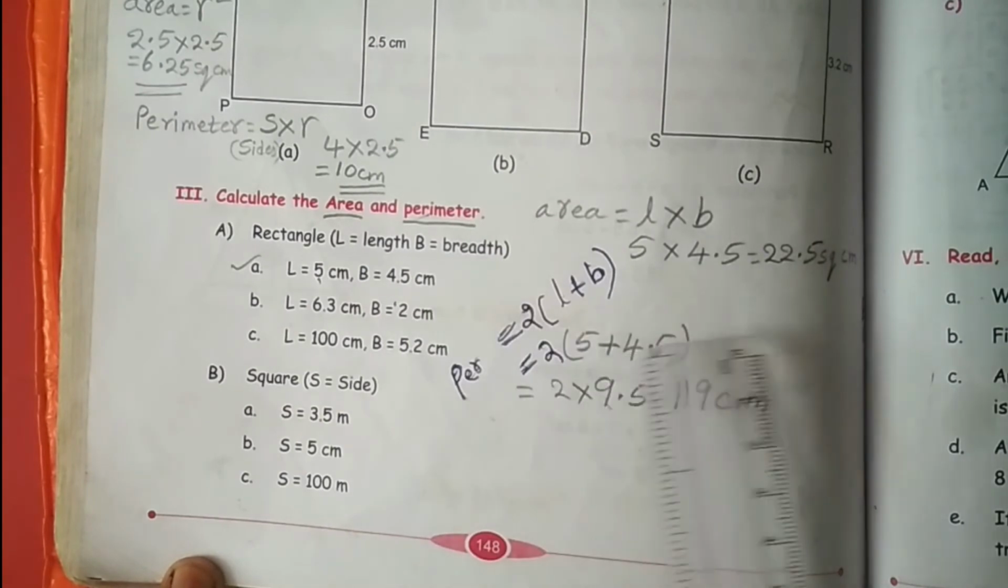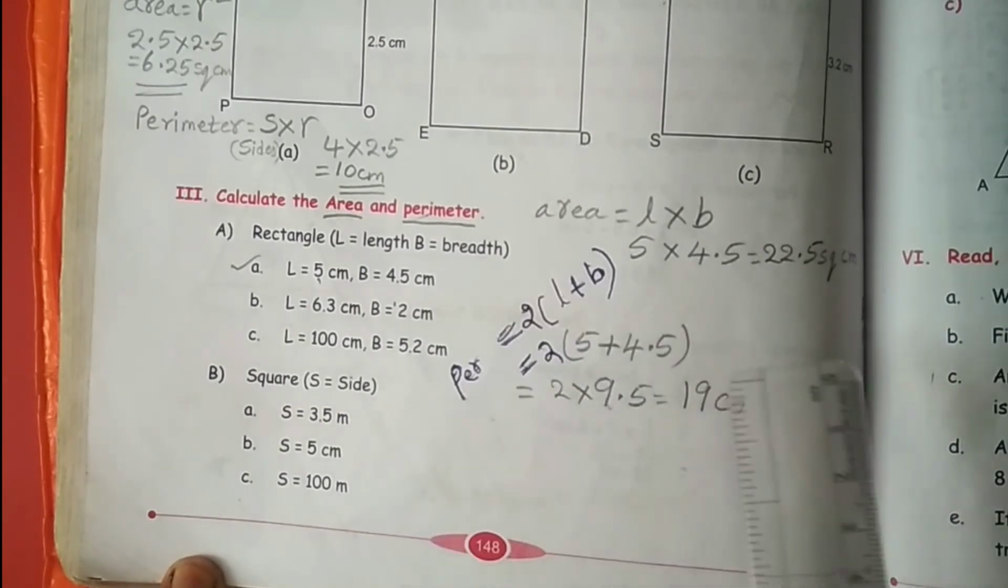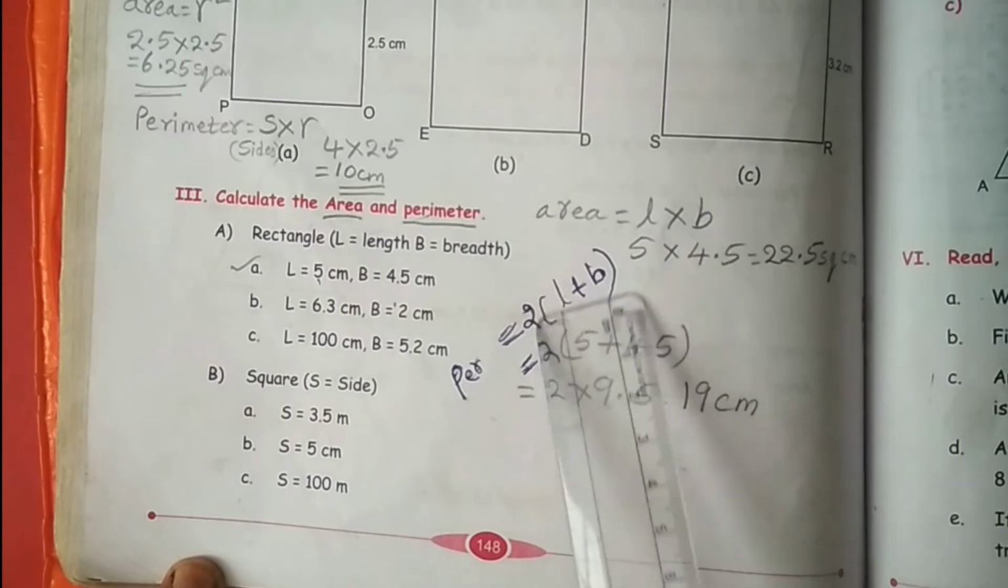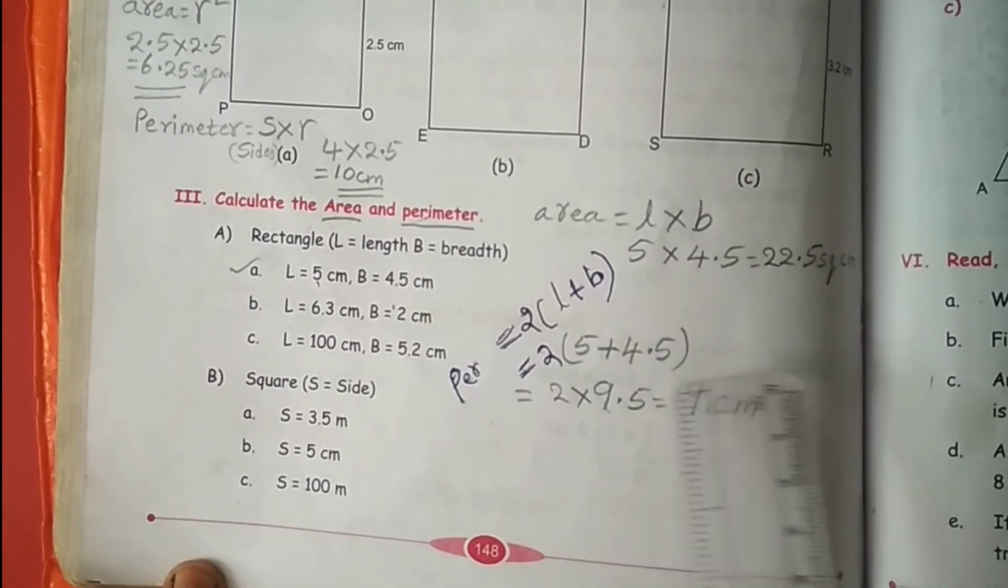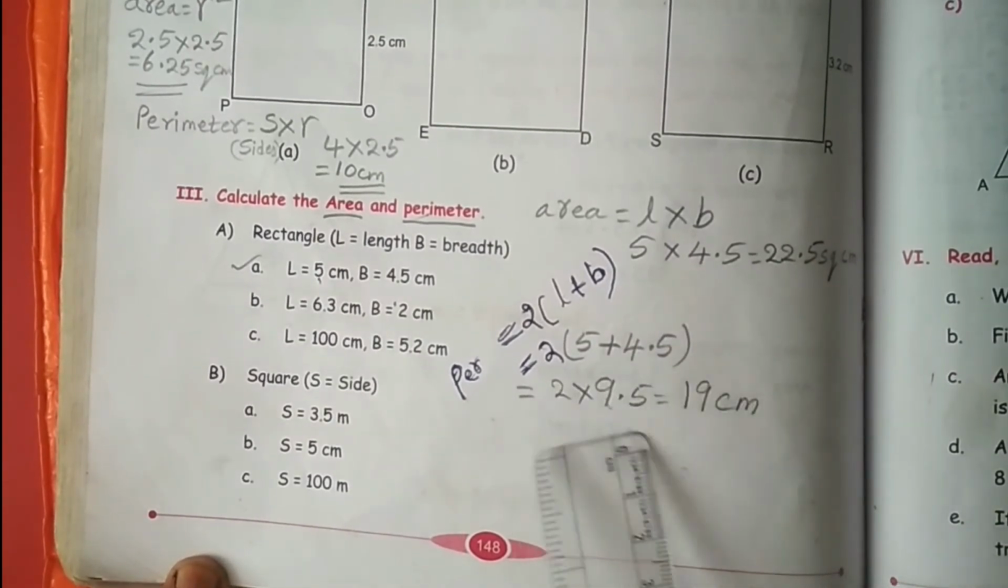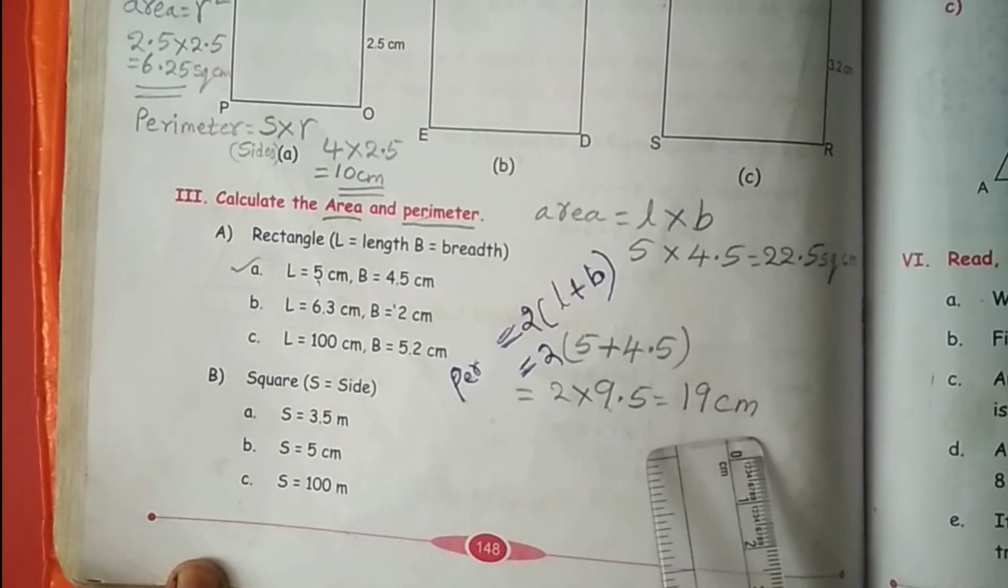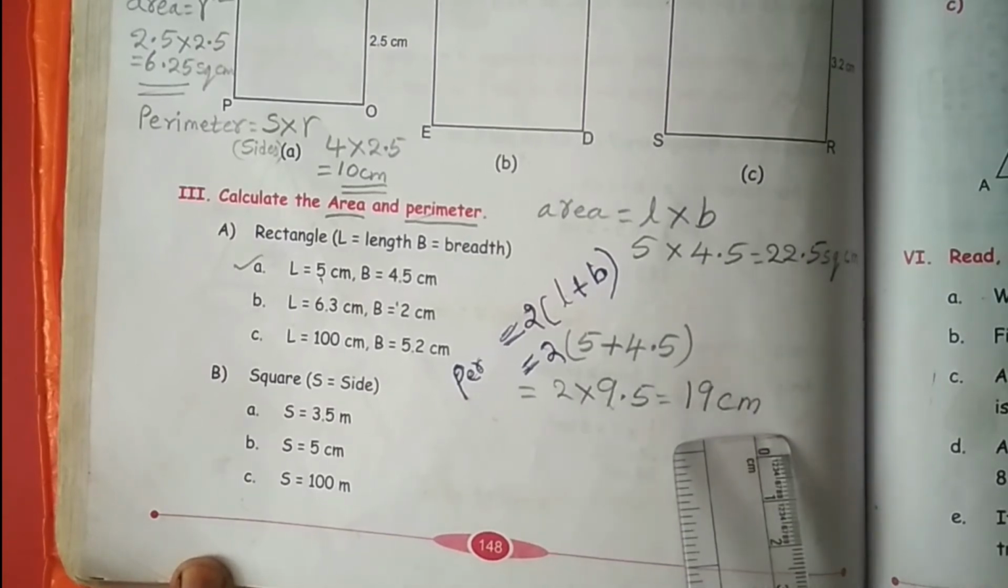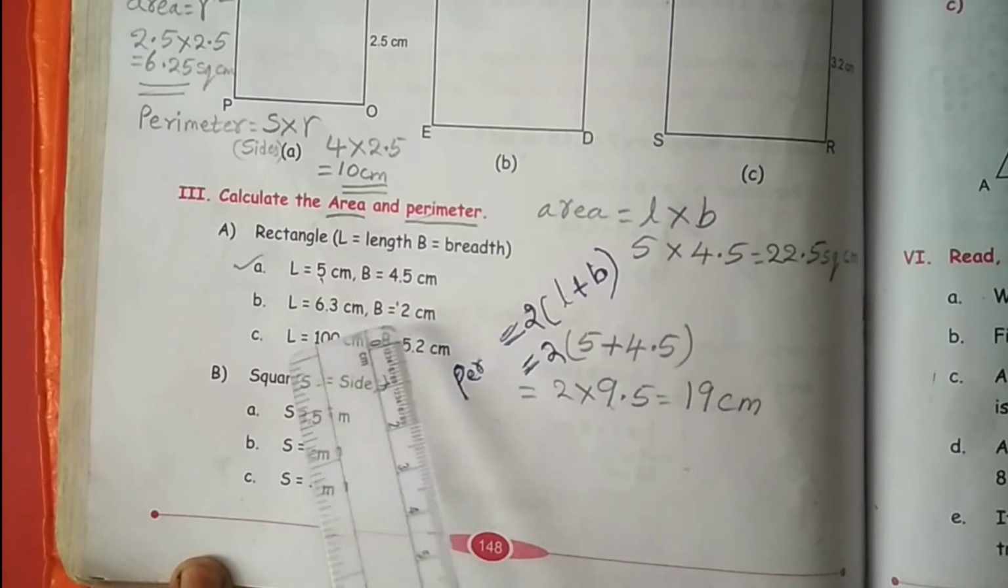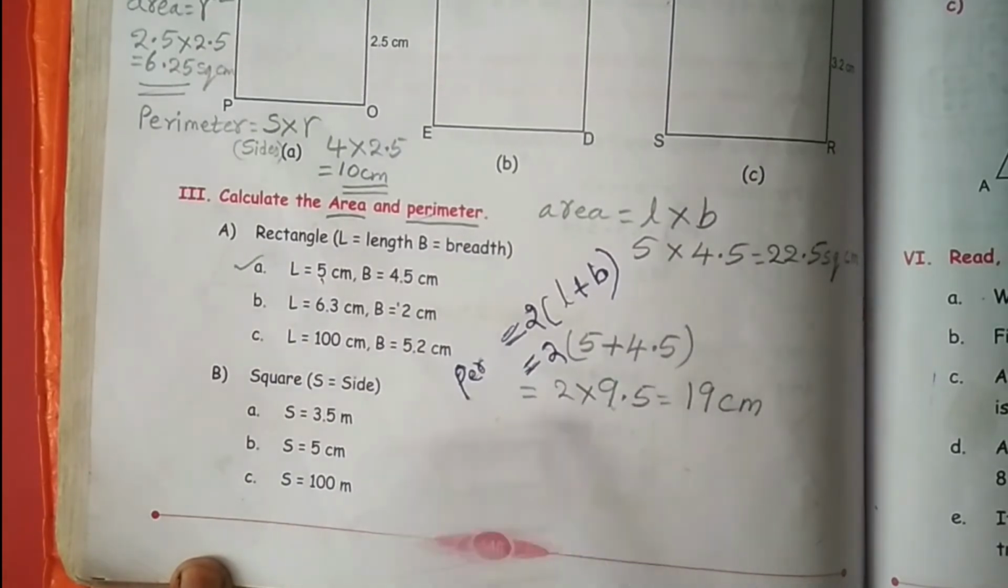What's the formula for perimeter? Perimeter is equal to 2 into length plus breadth. So, 2 into 5 plus 4.5. 2 into 9.5 is 19 centimeters is the answer. So, you do the perimeter for B and C also.